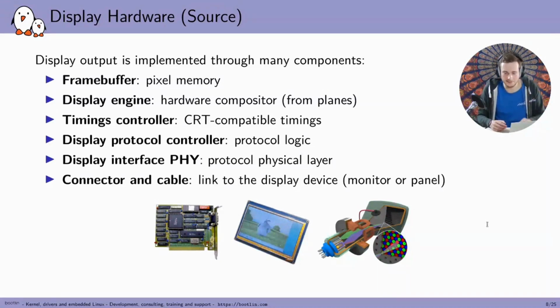Then after the timings are done, and after our pixels are correctly formatted to follow these timings, we can send them through a display protocol controller. So this implements some logic to correctly wrap or packetize the pixels in the format that is expected. So for example, if you're using DisplayPort, you have to split the pixels into different packets and send them with specific headers and so on.